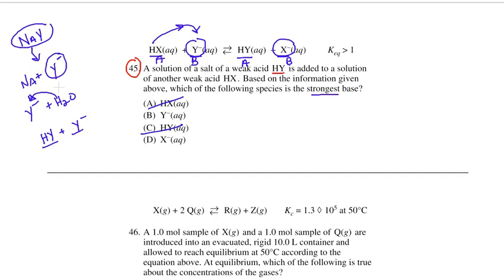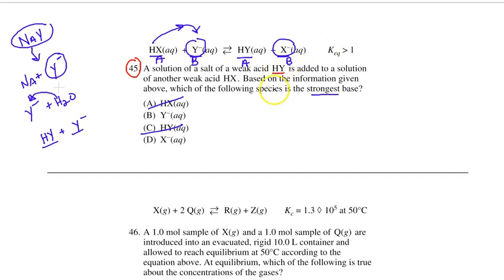So if you picked A or C, you don't have a good understanding of what a conjugate acid is. You're a proton donor. How did HX become X negative? Because it donated a proton. And how did Y negative become HY? Because it accepted. Bases accept protons, acids donate.